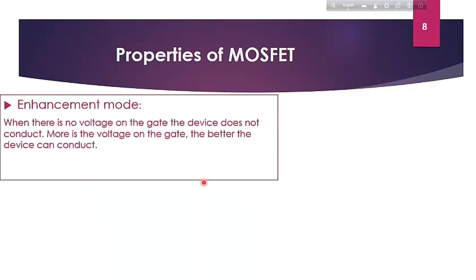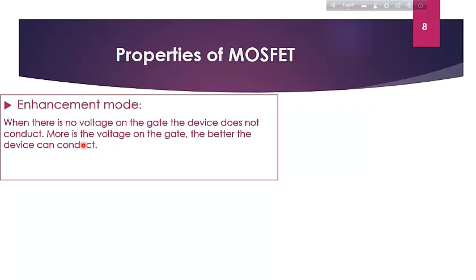Another property is enhancement mode. What is enhancement mode? In enhancement mode, when there is no voltage on the gate, the device doesn't conduct. In this mode, if we don't put any voltage on the gate, the MOSFET will not conduct. The more the voltage on the gate, the better the device can conduct. Here we can see that it is vice versa to the depletion mode.